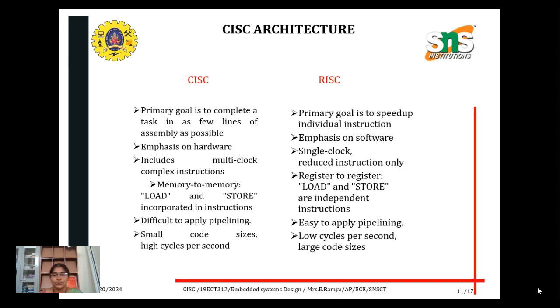In RISC, register to register load and store instructions are used. Memory to memory load and store instructions are used in a CISC processor. It is difficult to apply pipelining in CISC, easy to apply pipelining in RISC. CISC has small code sizes, high cycles per instruction; RISC has low cycles per instruction, large code size.